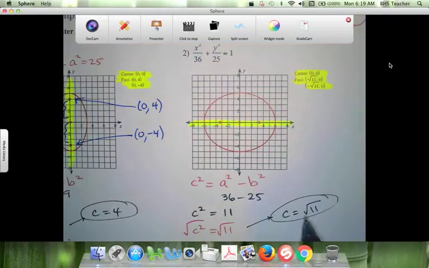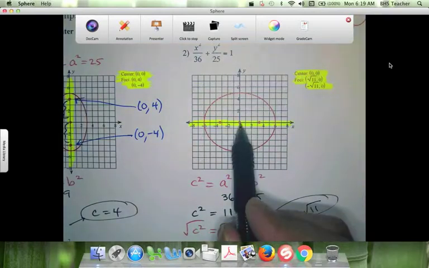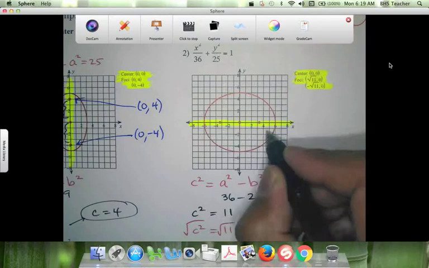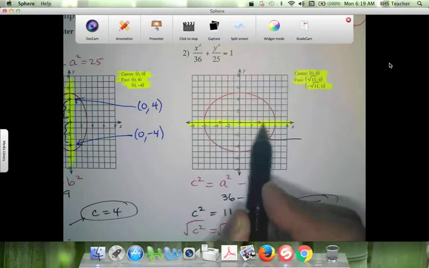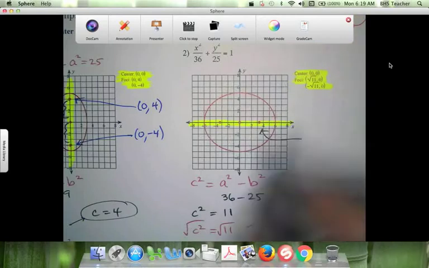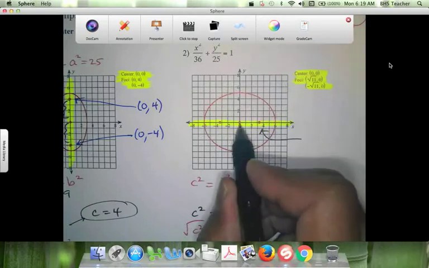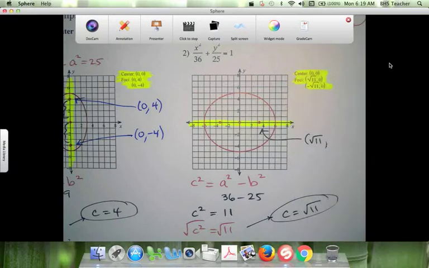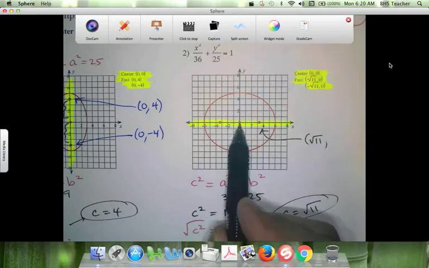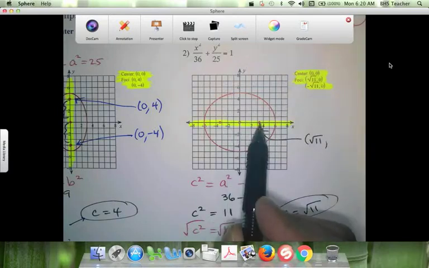So for this first point, remember you're at 0, 0. But when you move left or right, it affects the x-coordinate. So the x-coordinate moved this much. It's not at 0 anymore. See, the y-coordinate didn't move. The y-coordinate is still at 0.